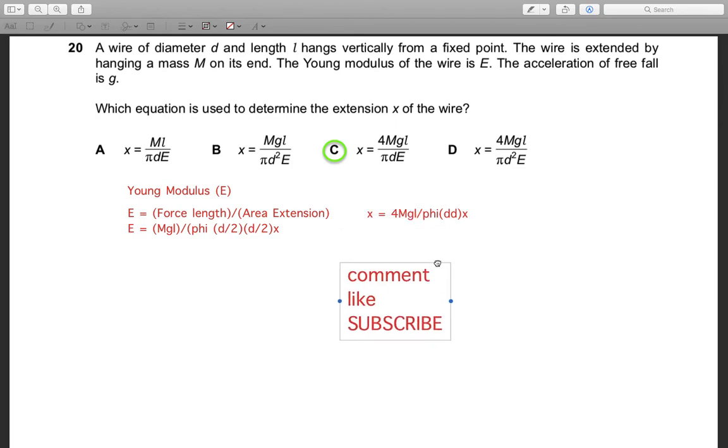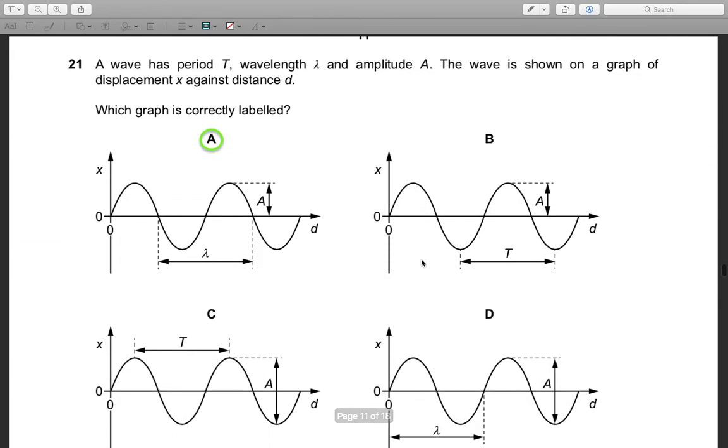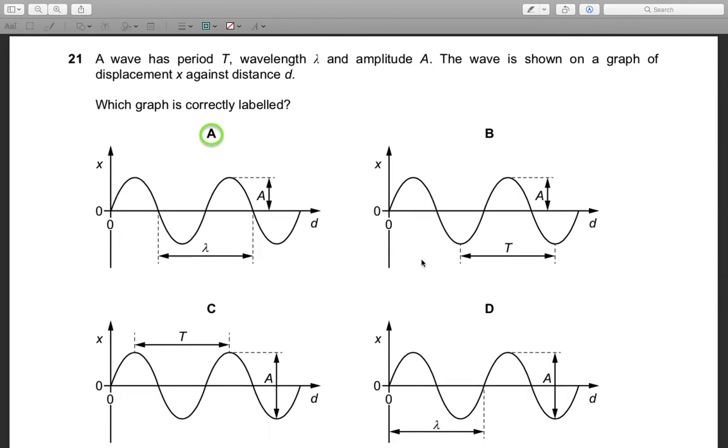Then, continue to the next number. Number 21. A wave has period T, wavelength lambda, and amplitude A. The wave is shown on the graph of the displacement x against distance d. Which graph is correctly labeled?